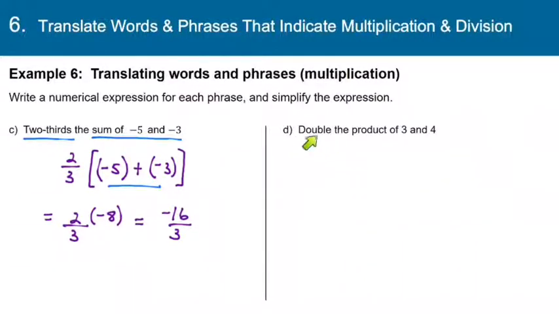And then on part D, we have double the product of 3 and 4. Of course, product indicates multiplication, so we could start by writing 3 times 4, and then double that would just be 2 times that. So we'll take that whole product and multiply it by 2. Now working from inside the grouping symbols first, 3 times 4 is 12, and 2 times 12 is 24.